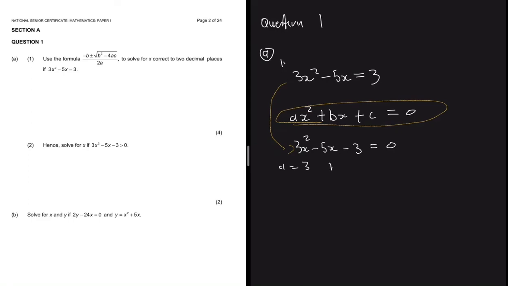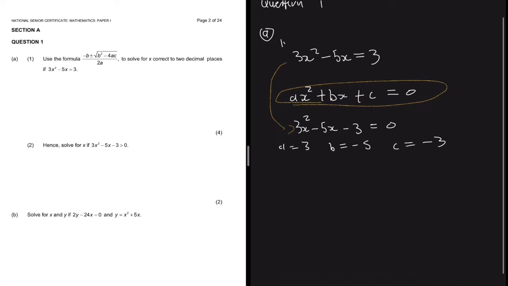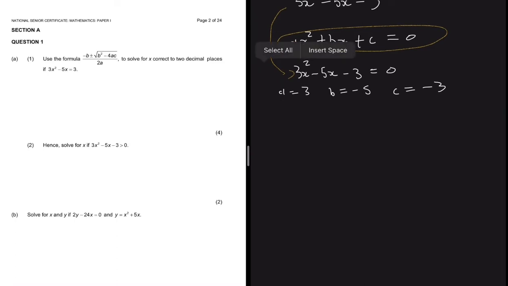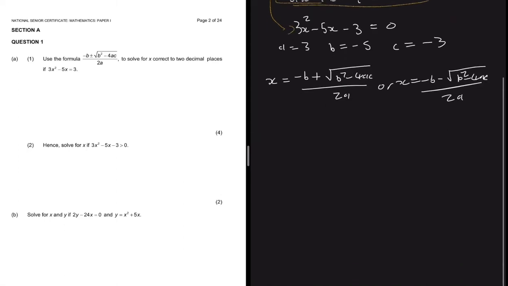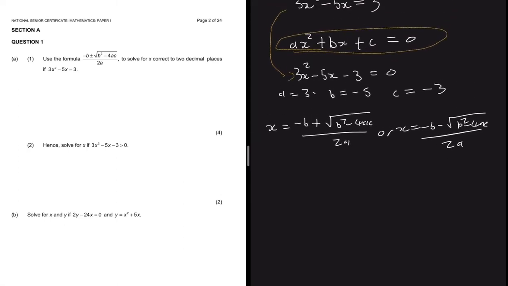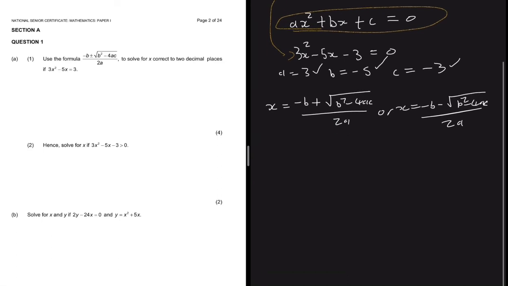As soon as you get to this step, you have it in the standard format, then you know that your a is equal to 3, your b is equal to minus 5, your c is equal to minus 3. So solving this problem using the quadratic formula becomes straightforward. We're going to have x equals minus b plus the square root of b squared minus 4ac divided by 2a, or our x can be minus b minus the square root of b squared minus 4ac divided by 2a. Now what we're left with is just substituting our values for a, b, and c.